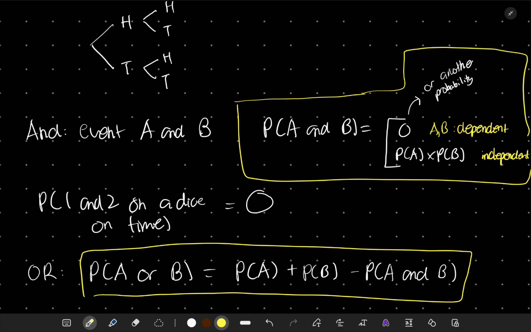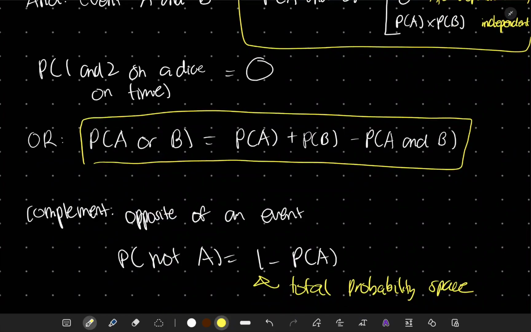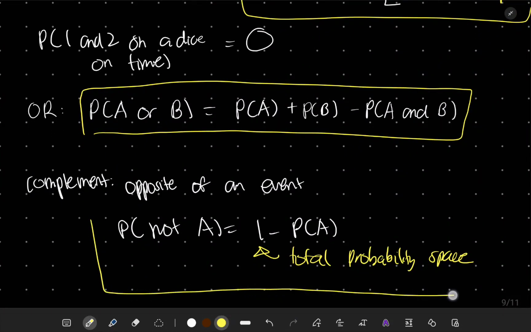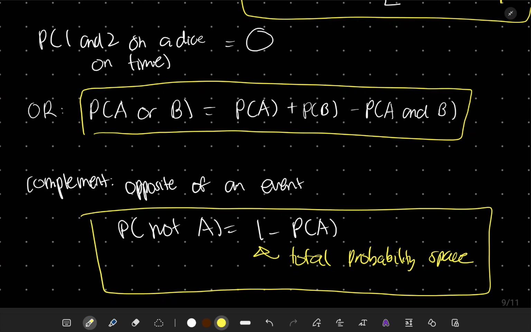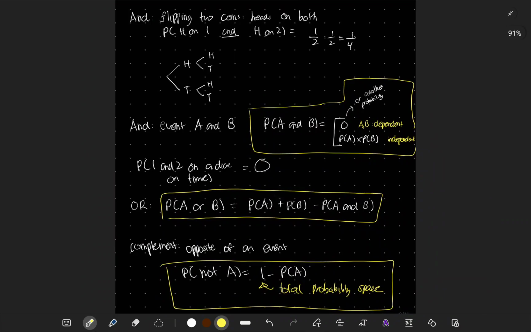The probability of or is just adding the 2 and then subtracting the and probability, while the complement is basically, for not A, the probability of 1 minus the probability of A. So these are the three ways that we can calculate probabilities based on multiple events.